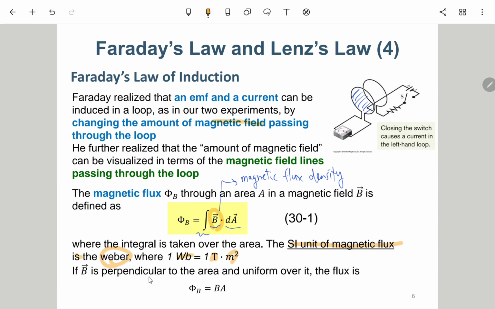And if B is perpendicular to the area and is uniform over it, then this surface integral simplifies to a product: the uniform B field multiplied by the cross-sectional area. So nothing but Φ_B equals B times A.